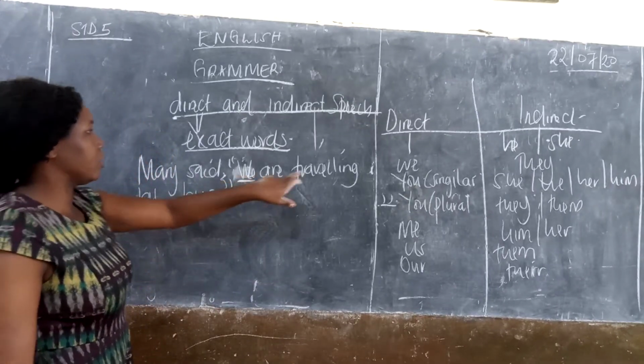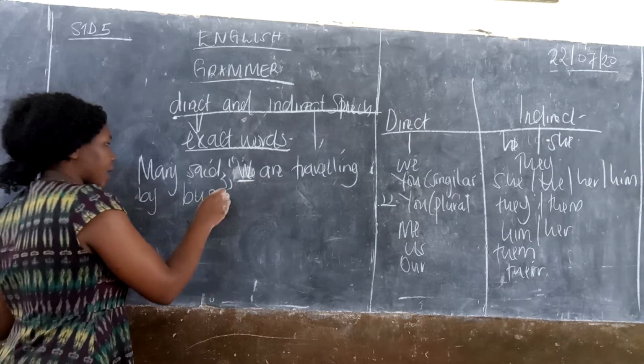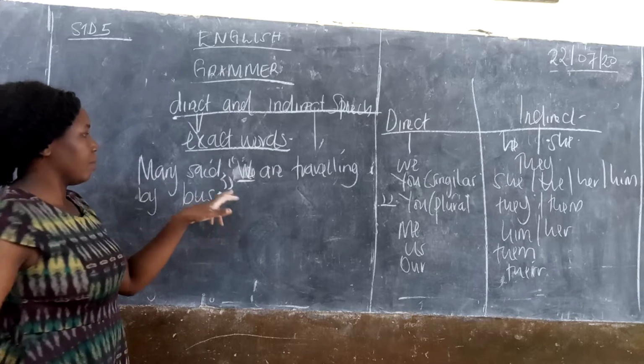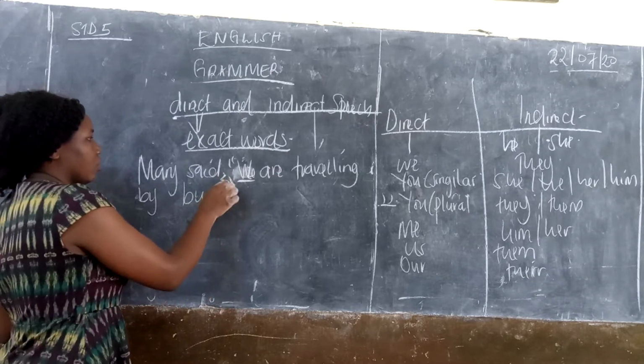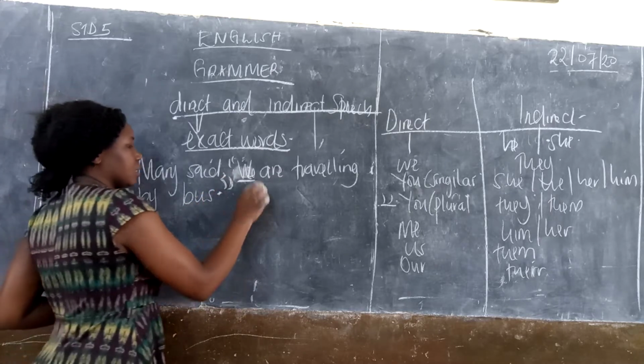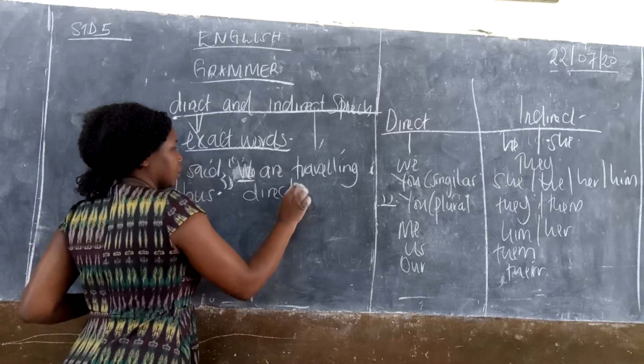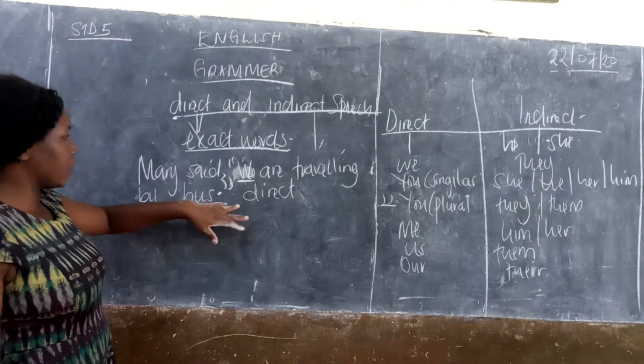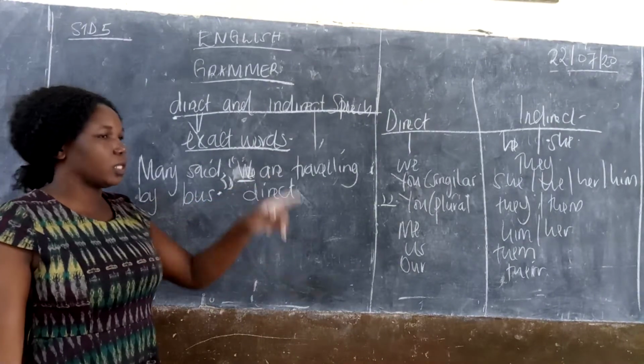Here, we are traveling by bus. I've put a full stop there. Then I ended with closing marks. This statement is direct. Now, we want to change our sentence from direct to indirect.